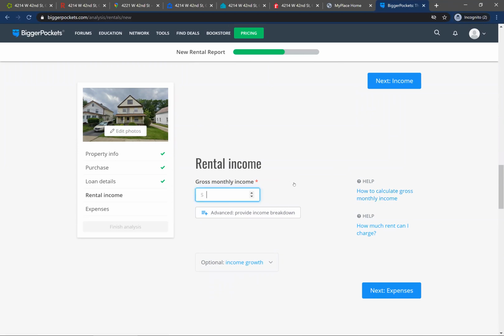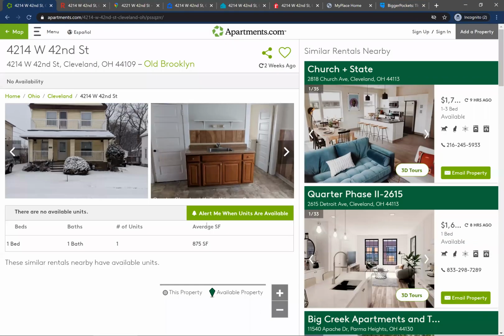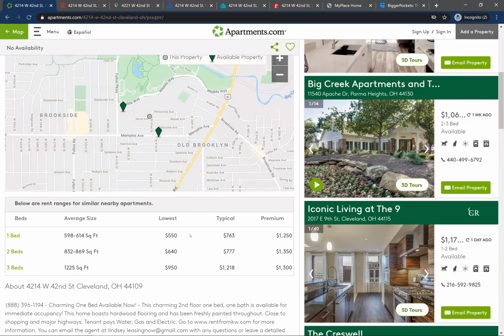What is the gross monthly income? To get the monthly income, if we go to apartments.com, it shows that the 1 bed 1 bath unit was last rented out for $550. And the other unit is 2 bed 1 bath, that is around $650. So we can safely assume the total rental income would be $1,200, from $650 and $550.